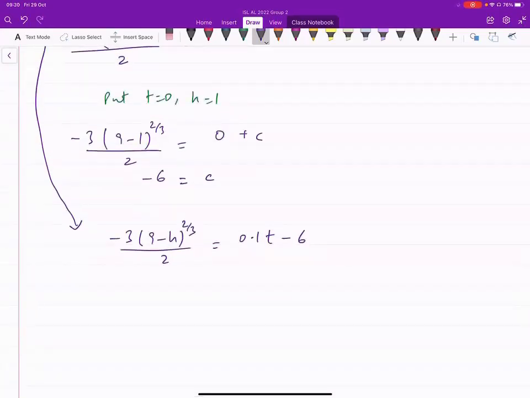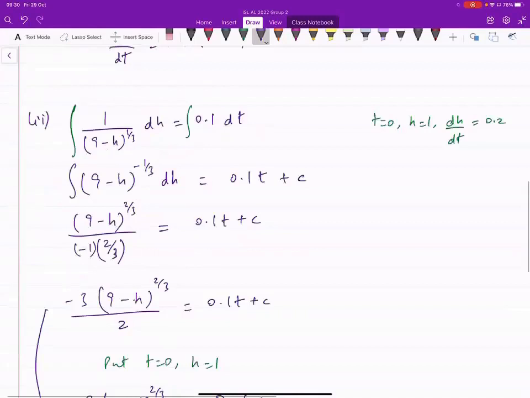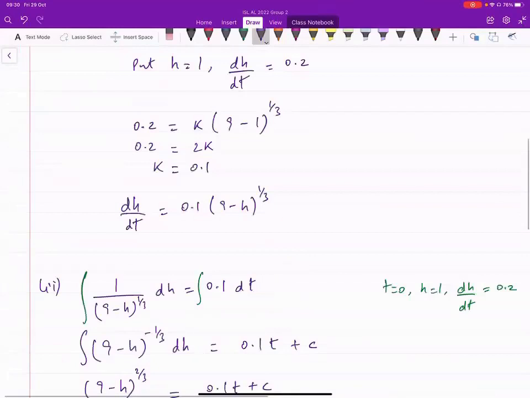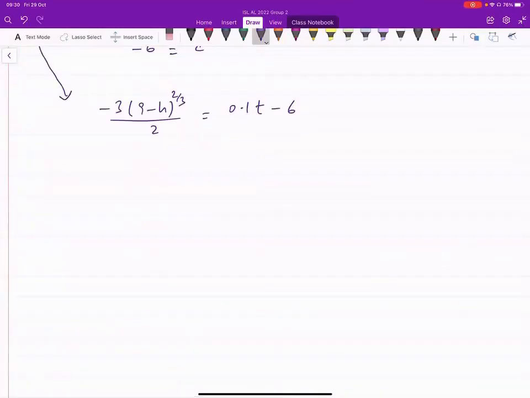ये हमारे पास आ गया h और t का रिलेशनशिप. अब हमें क्या करना था? उसने कहा था h in terms of t. h को सब्जेक्ट बनाना है. ठीक है. Now let's take 2 to the other side और 3 से डिवाइड कर देते हैं. We get (9 minus h) whole raised to power 2 over 3 on the other side. Minus 2 over 3 जाके मल्टीप्लाई हो रहा होगा. Let's do it step by step. We've got minus 2 over 3, इसको मल्टीप्लाई कर रहे हैं 0.1 t minus 6 के साथ. ठीक है. This becomes (9 minus h) whole raised to power 2 over 3.